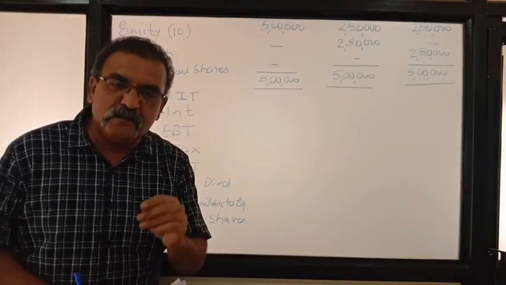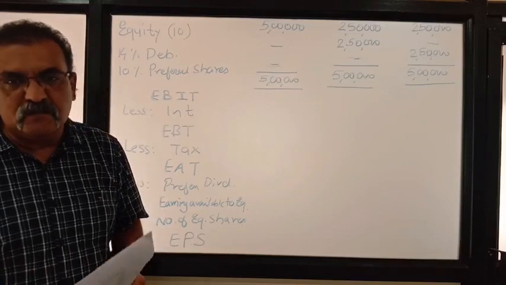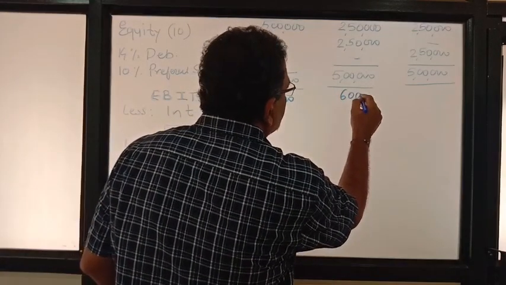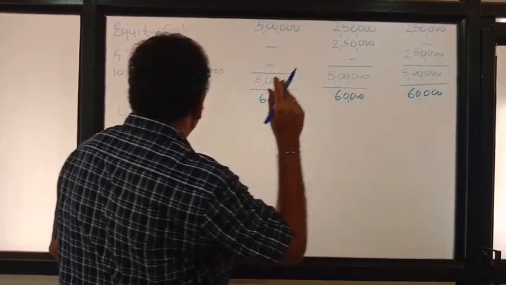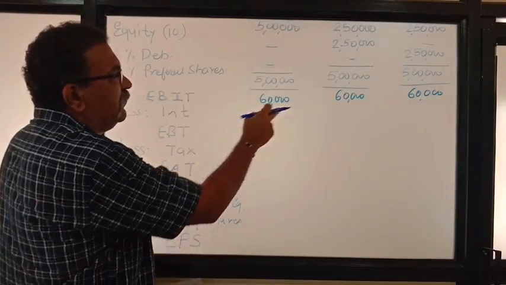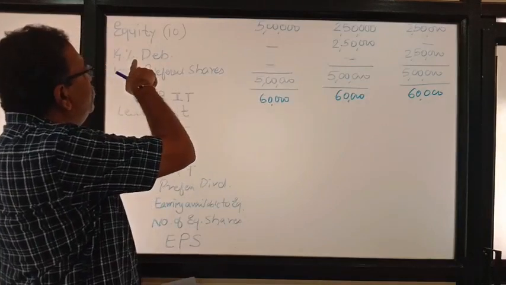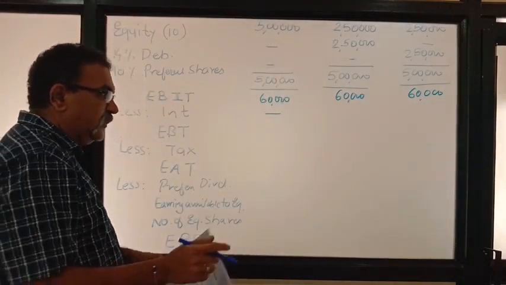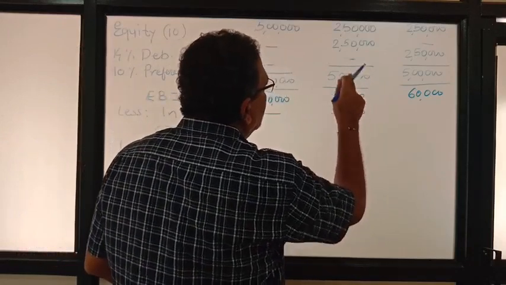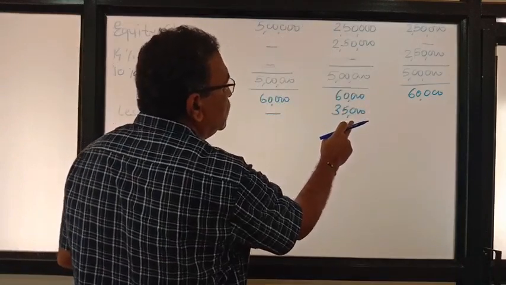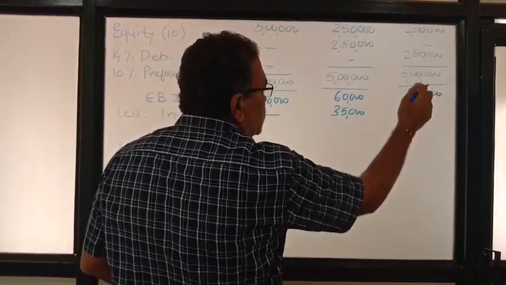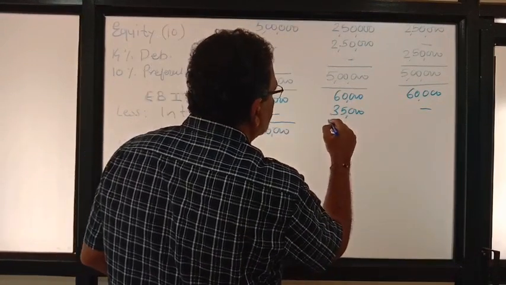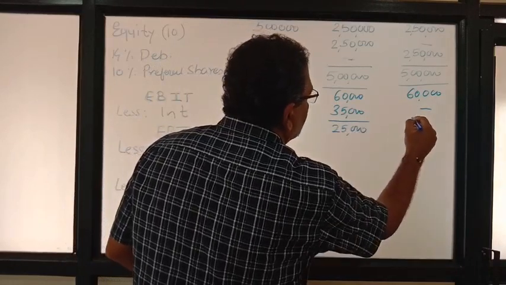The second thing we require is the amount of EBIT, which is given in the example as rupees 60,000. So EBIT is 60,000 under all the options. Next, less interest. Interest will come only in the second option, because only in the second option there are 14% debentures. So first option nil, second option 14% of 2,50,000, that comes to 35,000. You can check with the calculator. In option number 3 there is no debenture, so interest will again be 0. So next is EBT. EBT will be 60,000 in the first option, 25,000 in the second option and 60,000 in the third option.